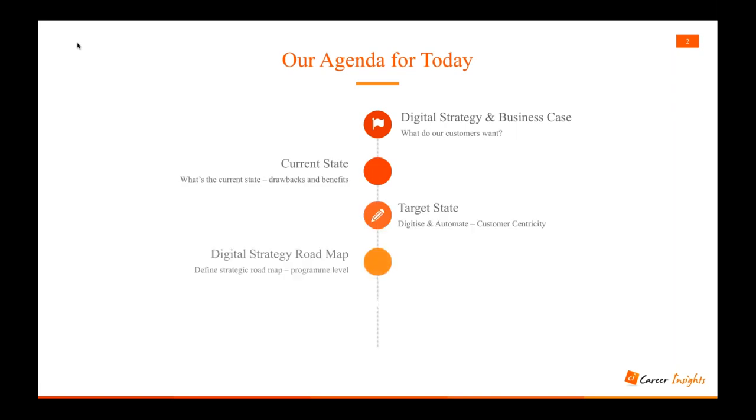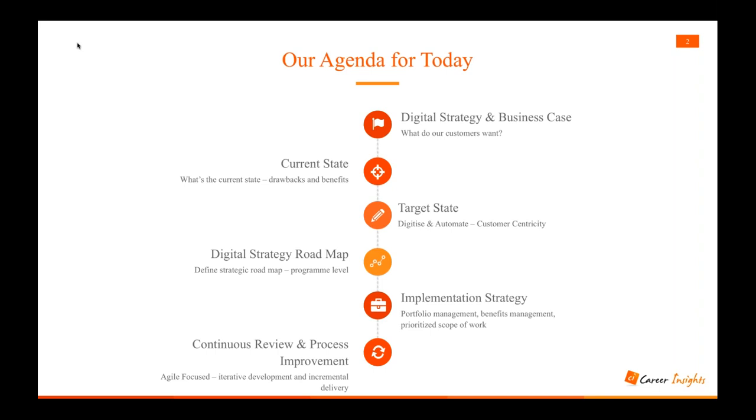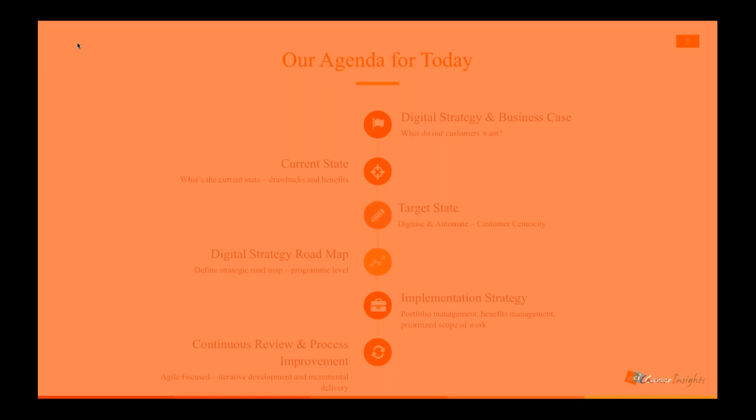So for us, as a company, we wanted to know what our digital strategy will be and create a business case for it by knowing what our customers wanted, looking at our current state, what the drawbacks and benefits of the current state are, and looking at a target state where we look to digitize and automate and be customer centric. Then we created the digital strategy roadmap where we defined the strategic roadmap on a program level. Then we implemented a strategy where we created portfolio management, benefit management, and prioritized scope of work, and then we have what we call continuous review and process improvement by going through an agile development process.